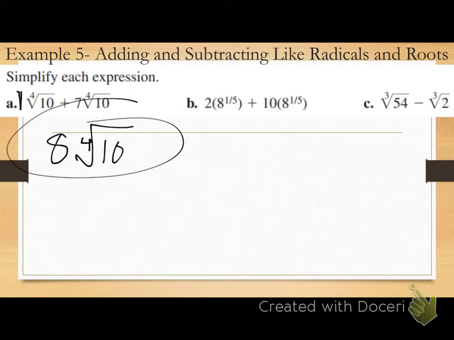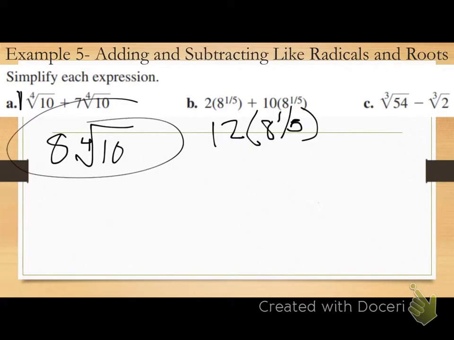So we have 2 times 8 to the 1/5 plus 10 times 8 to the 1/5. I feel like it's that. Very good. How did you get it though? I added. Very good. So it's 2 plus 10 here gives me 12.